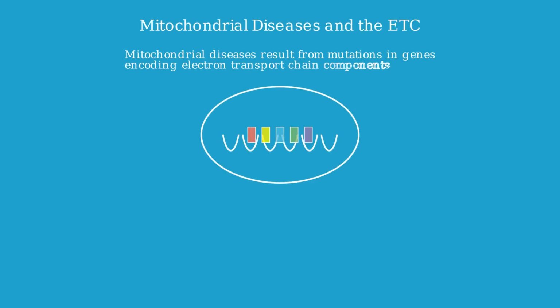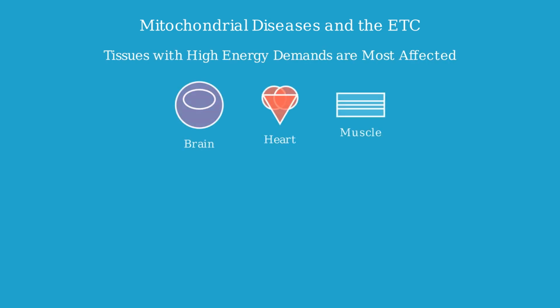Mitochondrial diseases are a group of disorders caused by mutations in genes that encode components of the electron transport chain. These diseases primarily affect tissues with high energy demands, such as the brain, heart, and skeletal muscles. These tissues require significant ATP production to function properly.